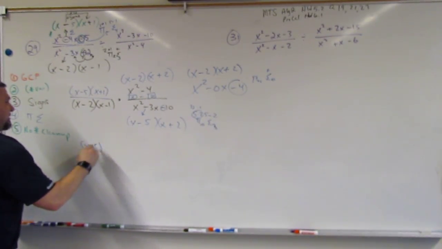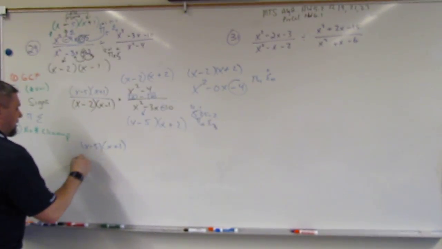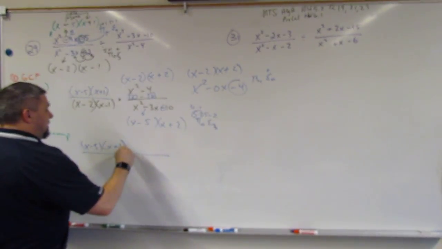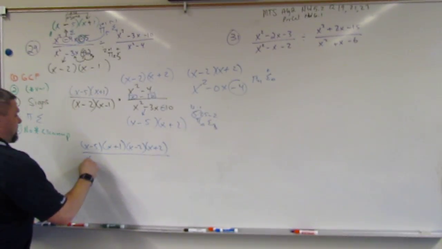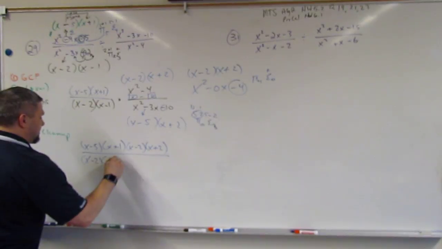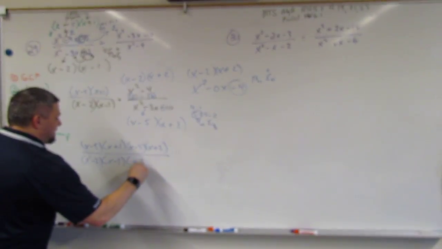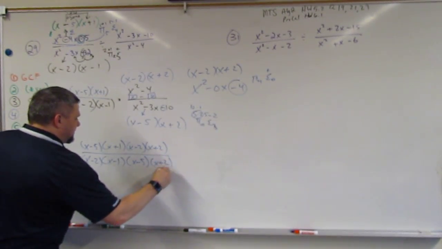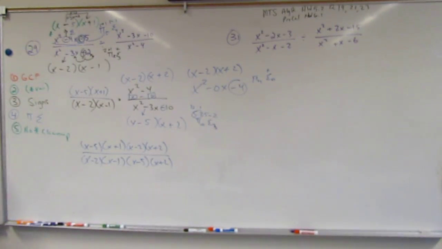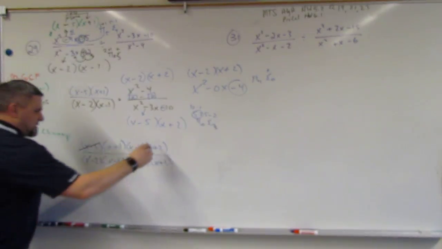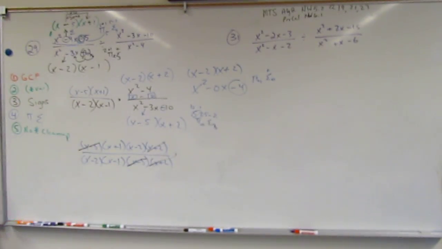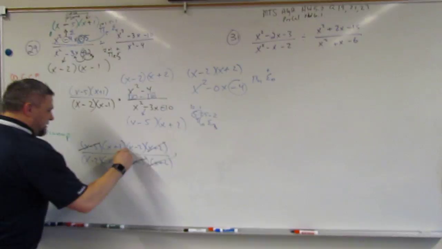x minus 5, x plus 1, x minus 2, x plus 2, x minus 2, x minus 1, x plus 2, and x minus 5. All right. Are there any the same on the top and the bottom? Yes. What? x minus 5, x plus 2, x minus 2.